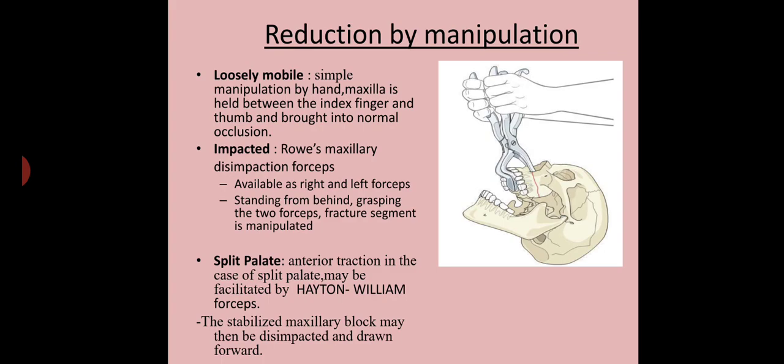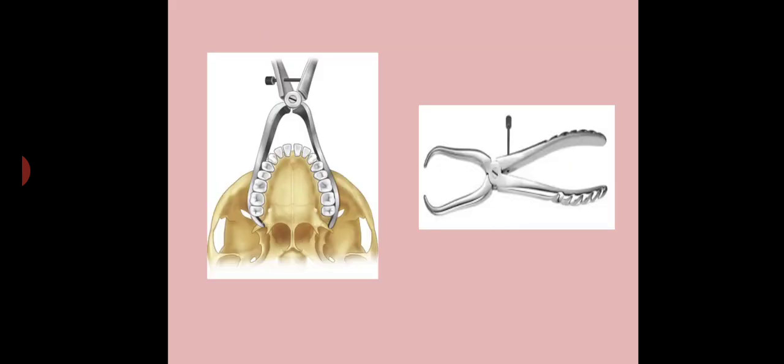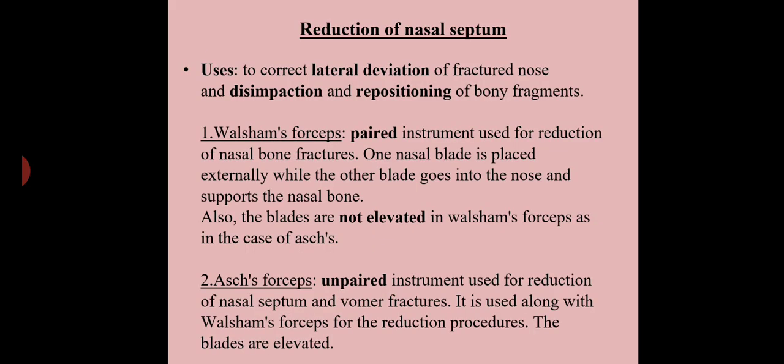If it is impacted, then you can use Rowe's maxillary disimpaction forceps. It is available as right and left forceps. You have to stand from behind, grasp the two forceps, and the fractured segment is manipulated. In case of split palate, anterior traction may be facilitated by Hayton-Williams forceps. This is the image of Hayton-Williams forceps.